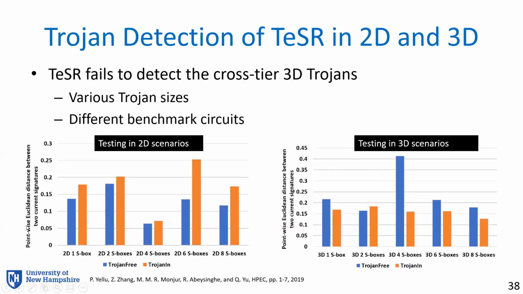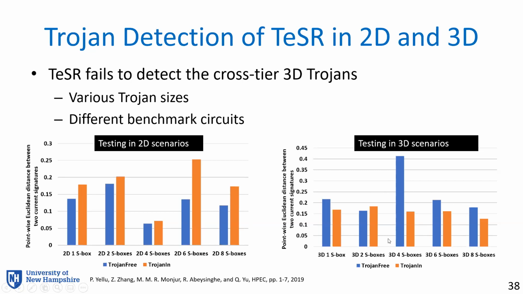Okay, so this is one result we got. We're using the point-wise Euclidean distance to see how this metric will indicate whether there's a Trojan or not. The left picture is for the detection performed in 2D. The orange bars are for the Trojan-in case, and the blue bars are for the Trojan-free case. As you can see by this comparison, the Trojan-in case always has a higher Euclidean distance than the Trojan-free case. So this is a good indication that the TSR approach is able to detect the 2D Trojans by looking into the current signature.